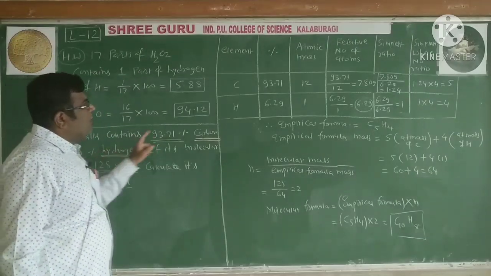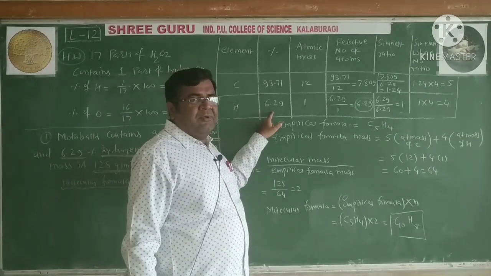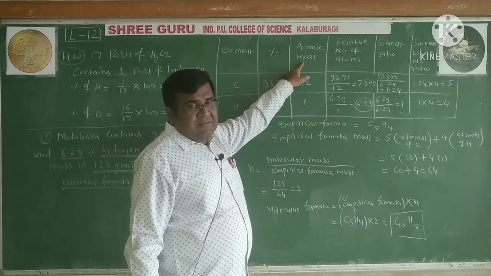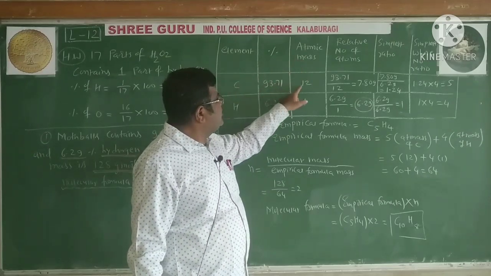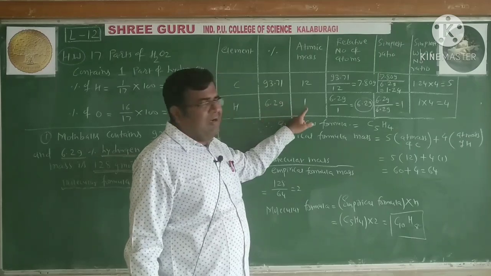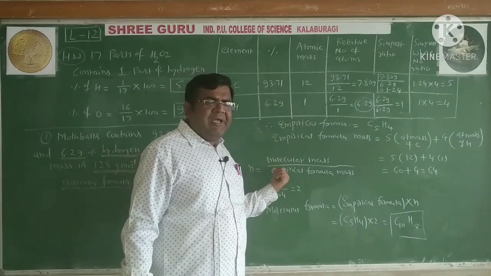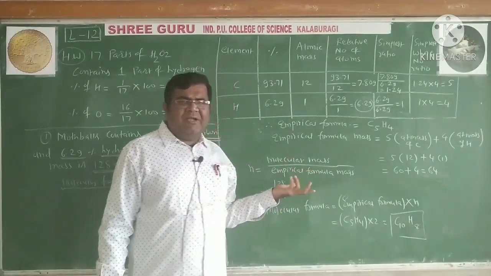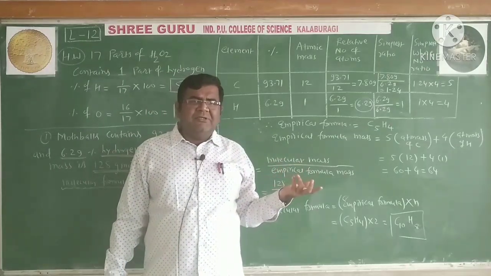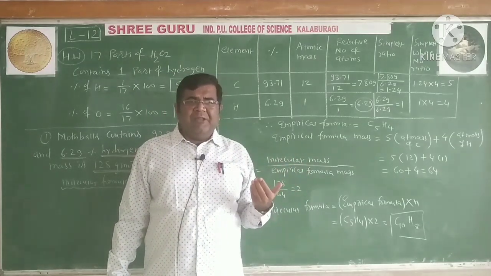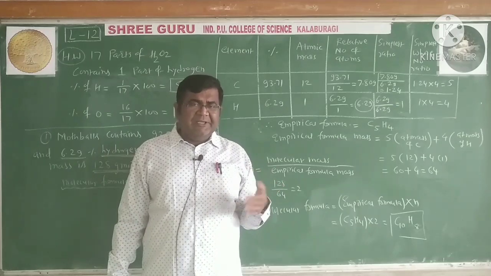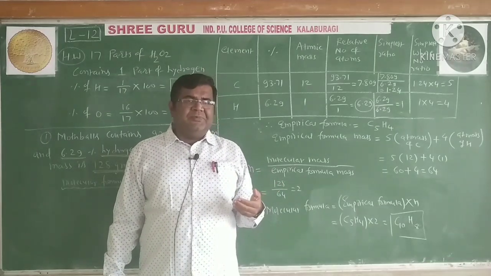93.71, 6.29. Atomic mass of these elements: carbon 12, hydrogen 1. This they will give in bracket. Now we have to remember some atomic masses. There is no harm in remembering at least a few elements' atomic masses, which we frequently use in these calculations.